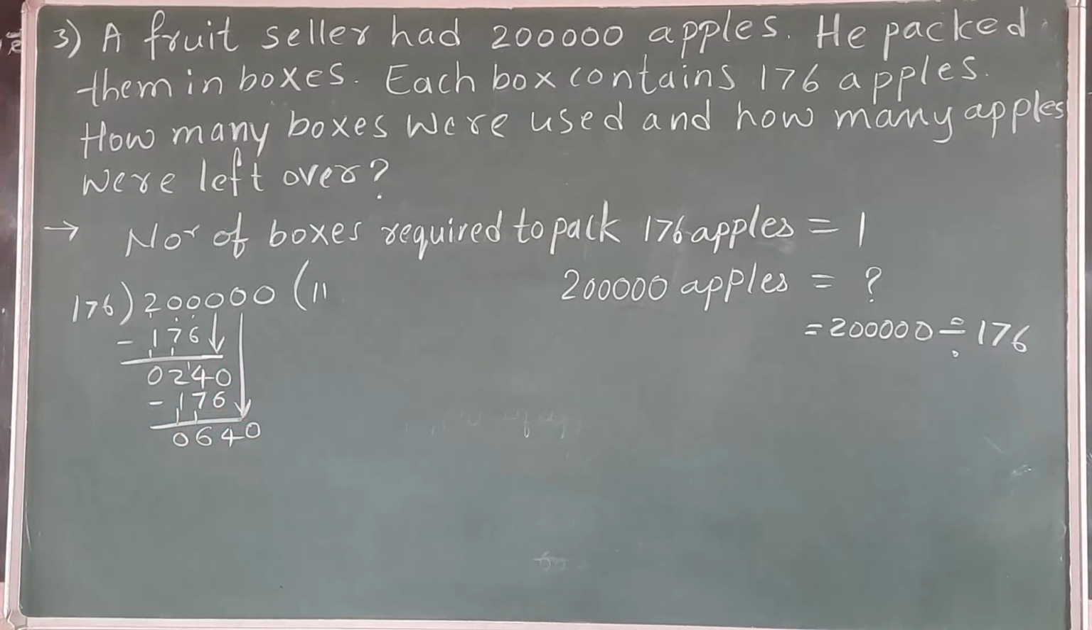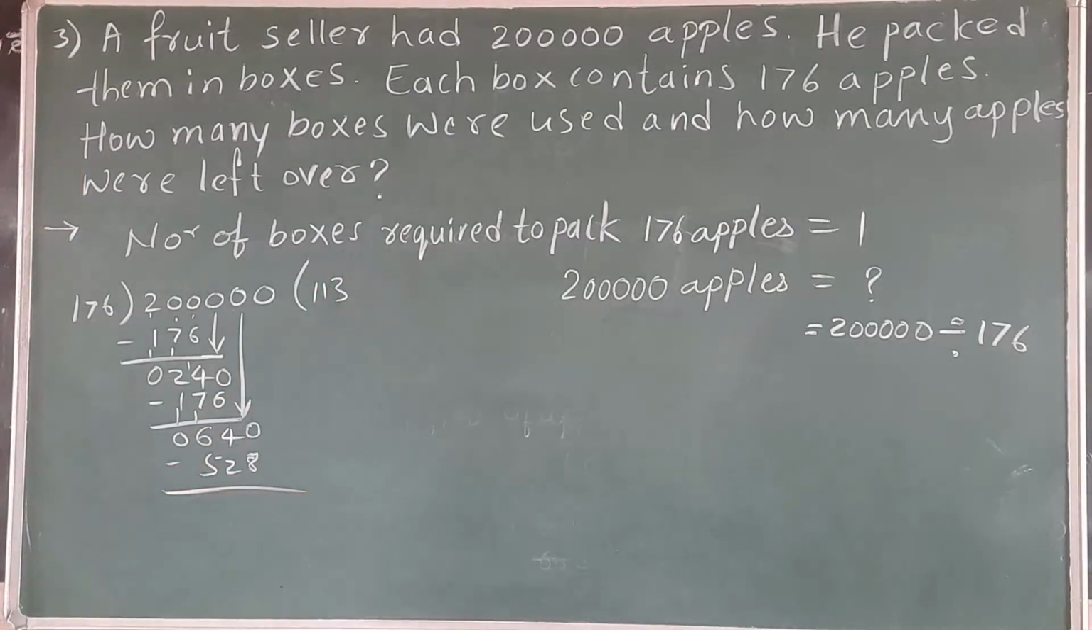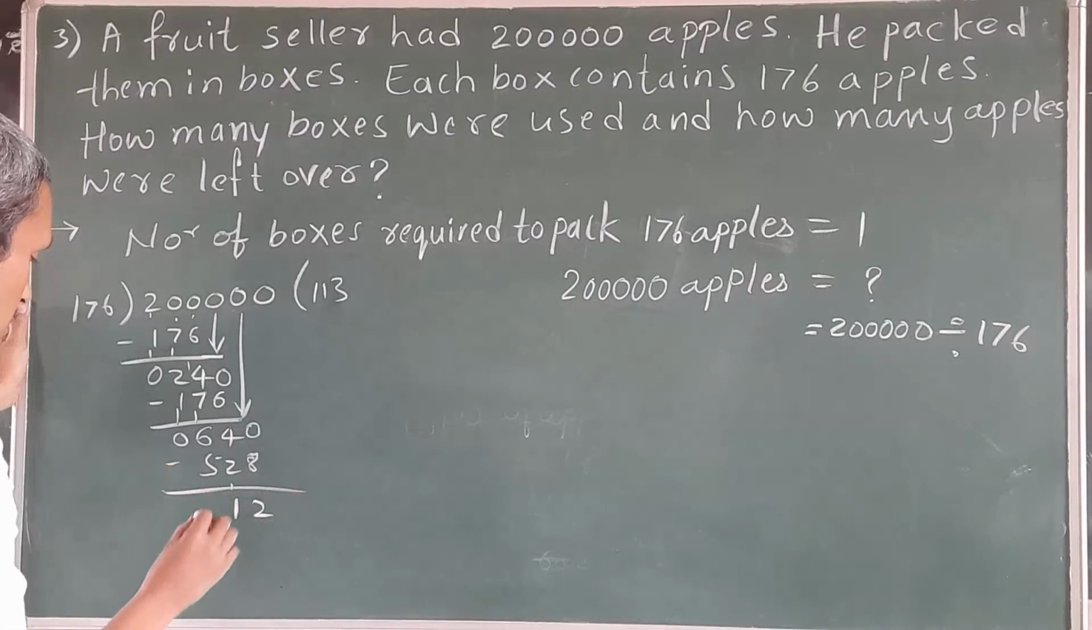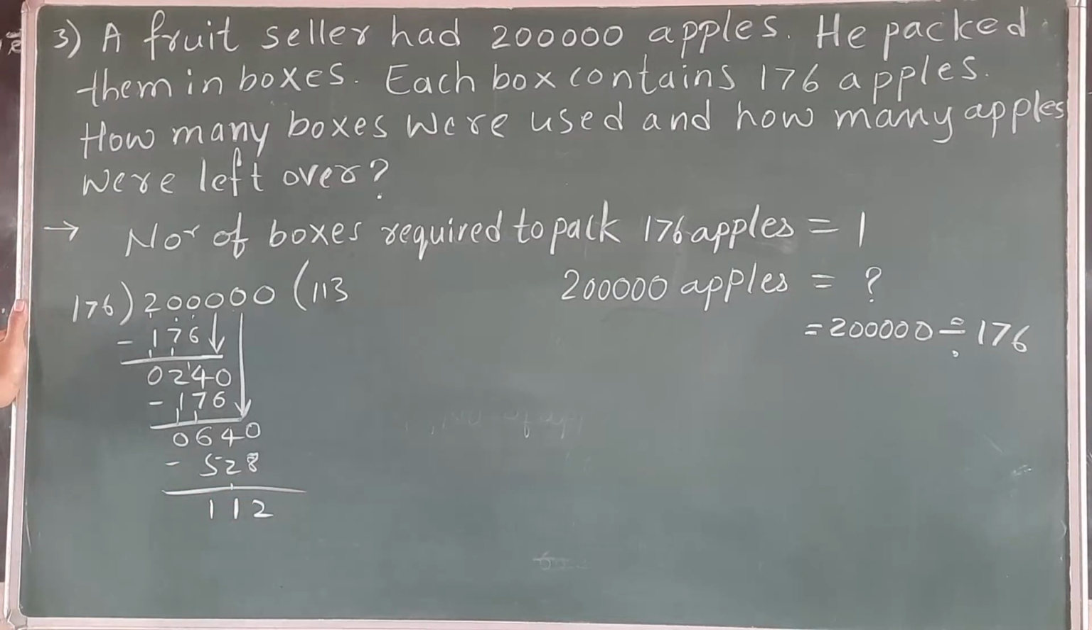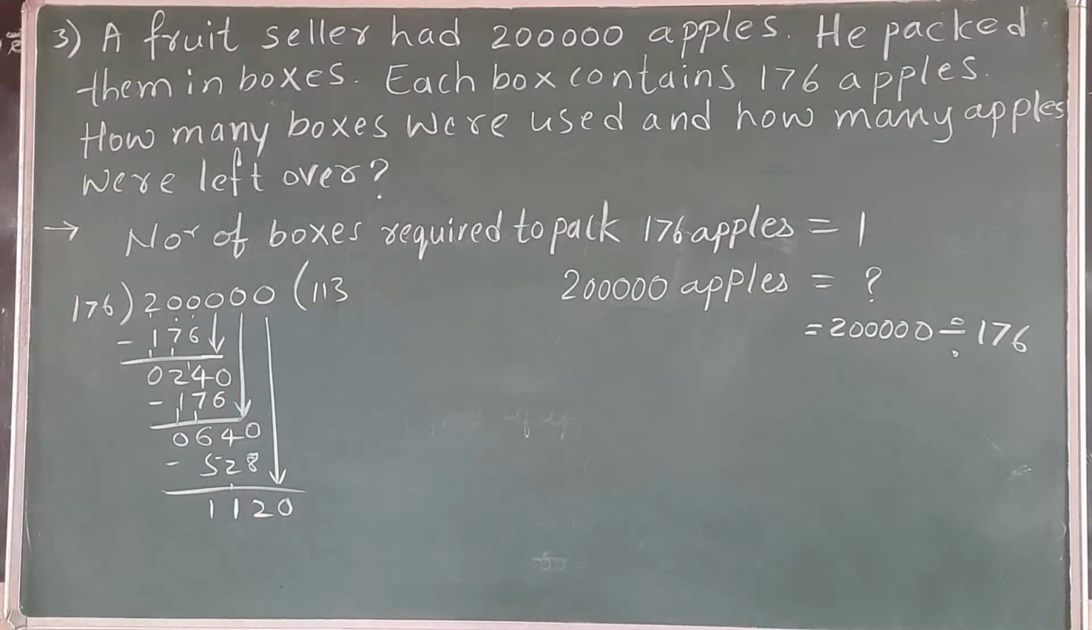Once again search for 640 in the table of 176, which is not there. 176 threes are 528. That one we will write, 3 times 176 is 528. Now we will subtract 528 and get 112. Now take this last digit and here it becomes 1120. Once again we will search for 1120 in the table of 176, which is not there. Less than this is 176 sixes are 1056.